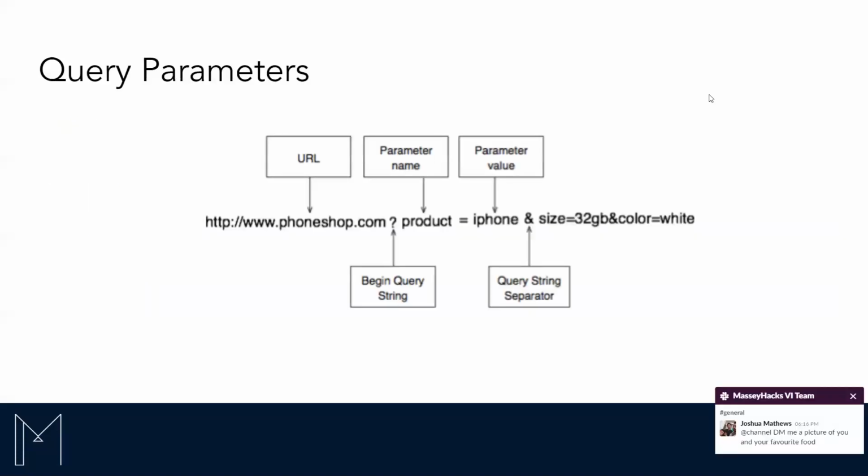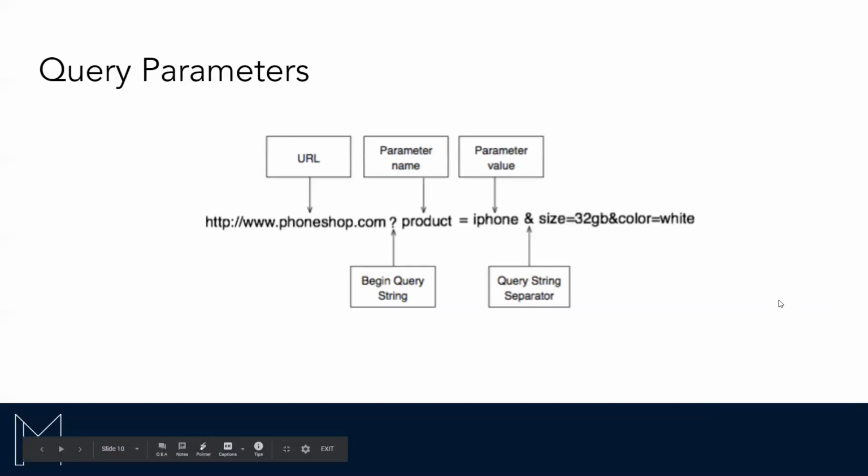Now, next is query parameters. As you can see in this URL, in this website request, we have the URL, which is www.phoneshop.com. And we have this question mark. This question mark begins the query string. And after that, you have a key pair, which is the parameter name and the parameter value. Now, say you want to have multiple different parameters. Well, you could use an ampersand to separate them. So you can see here, product equals iPhone, size equals 32, color equals white.